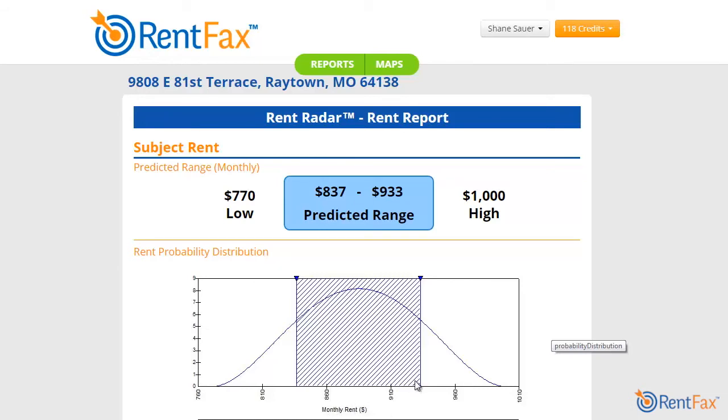In this particular case, we have picked 70% probability of occurrence, which then correlates to a low rent of $836 or $837 and a high rent of $933. So it's a $100 range between $830 and $930 to guide you in setting the rents based upon characteristics of your property, attributes, what's happening in the market conditions, and other nuances that are only available to you. This is about as tight of a range as we would feel comfortable in suggesting to you.